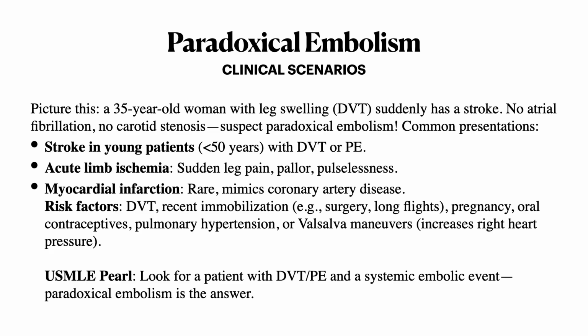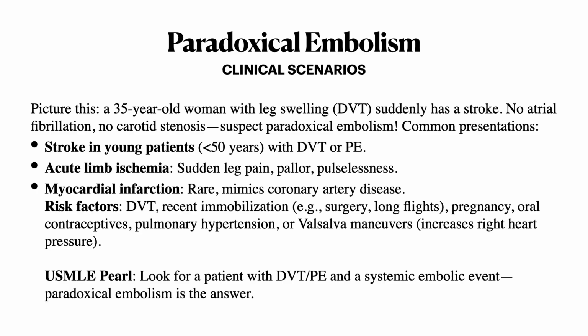A 35-year-old woman with leg swelling from DVT suddenly has a stroke. No atrial fibrillation, no carotid stenosis, so we have to suspect paradoxical embolism. The common presentations are stroke in young patients, less than 50 years, with DVT or PE; acute limb ischemia, that is sudden leg pain, pallor, or pulselessness; and myocardial infarction, which is rare but mimics coronary artery disease. The risk factors are deep vein thrombosis, recent immobilization like surgery or long flights, pregnancy, oral contraceptives, pulmonary hypertension, or Valsalva maneuvers that increase right heart pressure, right?